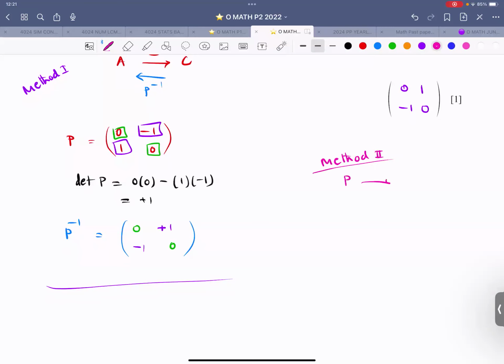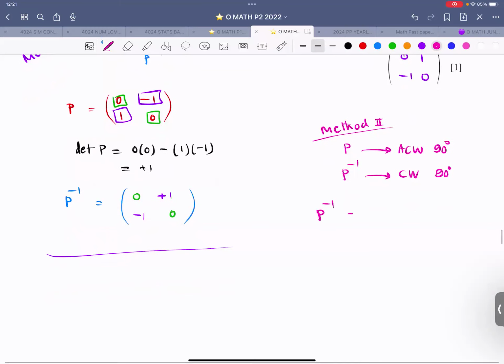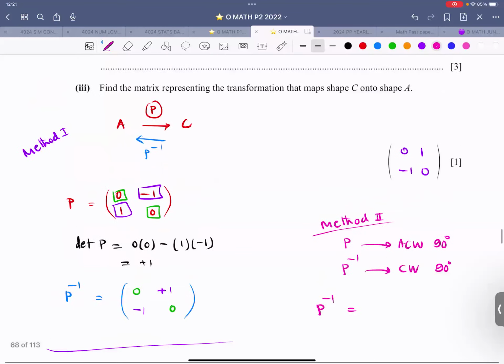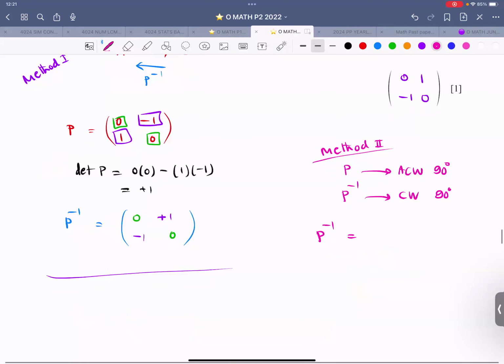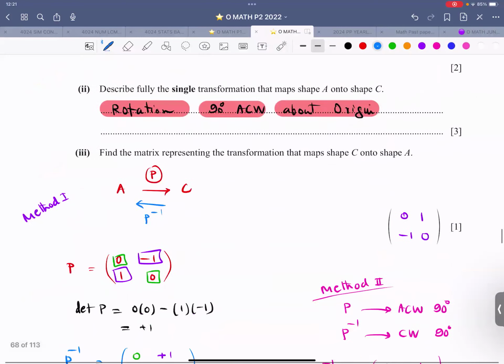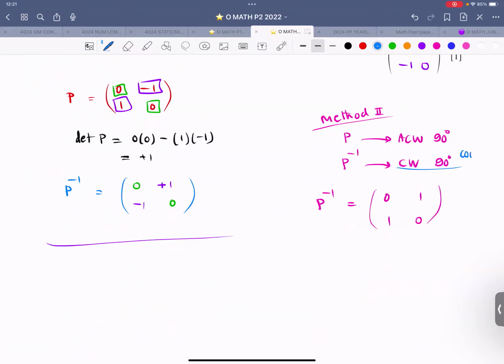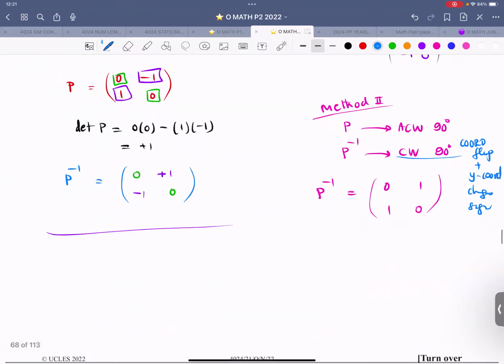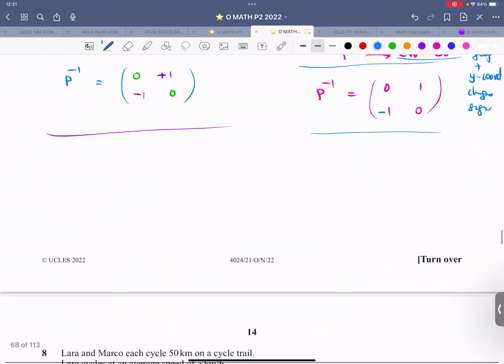That is, if P is anti-clockwise rotation of 90 degrees, P inverse would be clockwise rotation of 90 degrees. So you can just write P inverse directly. P inverse is 90 degree clockwise. In 90 degree anti-clockwise, the x coordinate changes sign. In clockwise, coordinates flip, that is for sure, and y coordinate changes sign. So that's how you can write it from memory.